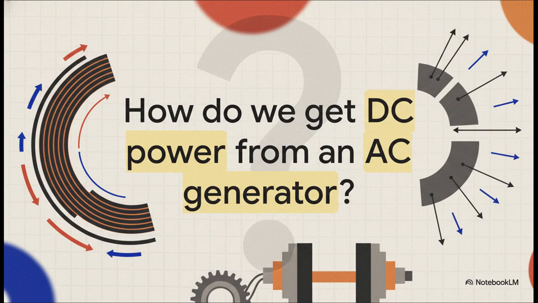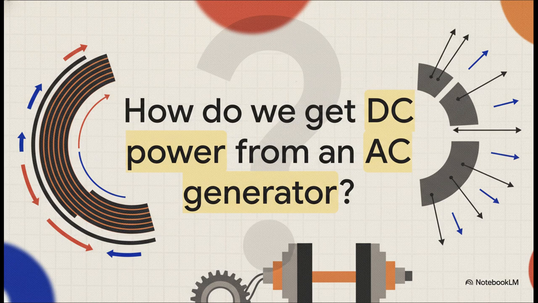So, here's the big problem we're trying to solve. Anytime you spin a coil of wire inside a magnetic field, the electricity it creates naturally wants to flow back and forth, back and forth. We call that alternating current, or AC. But back in the day, motors and batteries couldn't use AC. Nope, they needed direct current, or DC, a nice, steady flow that only goes in one direction.